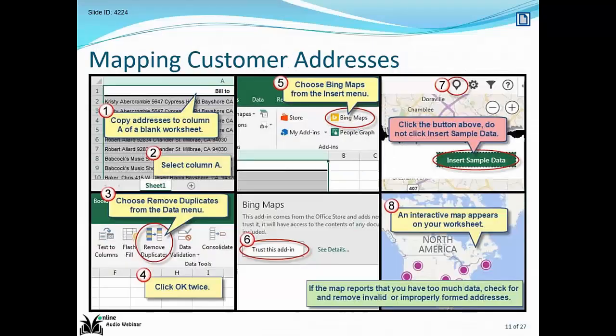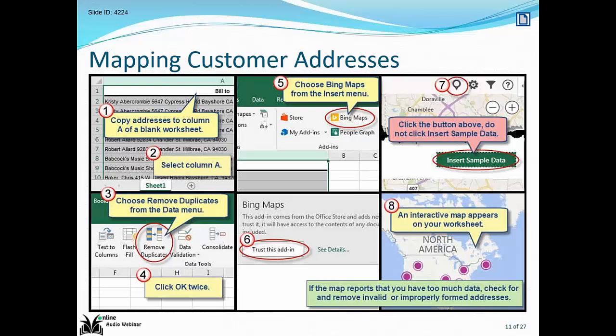So the next feature that I want to look at is creating maps of where your customers are. To do that, what we would do is copy our addresses to a blank column. We can then select column A. We can choose Remove Duplicates from the data menu. We can click OK as needed.